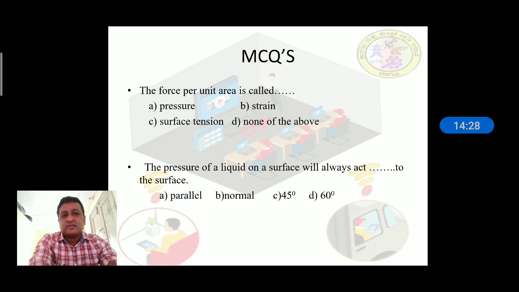The first one: force per unit area is called. It's a simple one, we already discussed this in the last sessions. It is called pressure. Second question: the pressure of liquid on a surface will always act dash to the surface. There are four options: parallel, normal, 45 degree, and 60 degree. We know that the pressure of the liquid on the surface will always act normal to the surface.